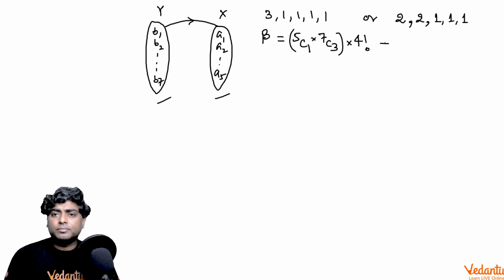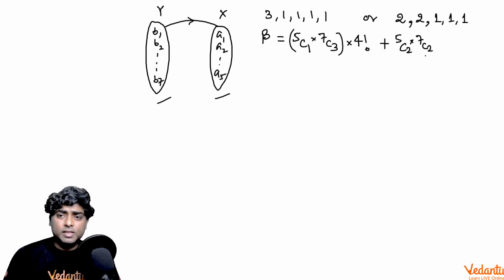Second case is 2, 2, 1, 1, 1. So how can we find this? There are two elements of X going to be engaged with two elements of Y. What are those two elements of X? We have to select them in 5C2 ways. Now for the very first of those two selected elements of X, say we have selected A1 and A2. Now we will think over A1. A1 is going to take two elements of Y. Which two elements? For that, 7C2. Select two elements from the set Y out of B1 to B7.